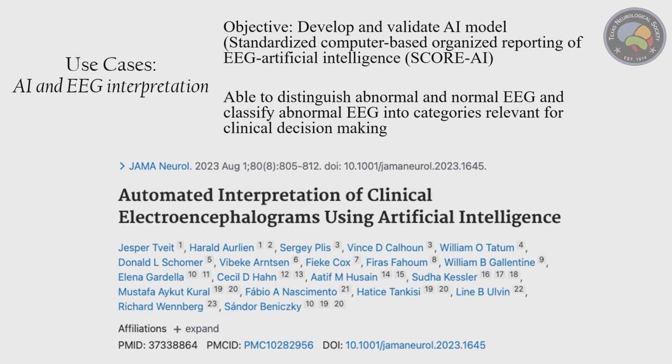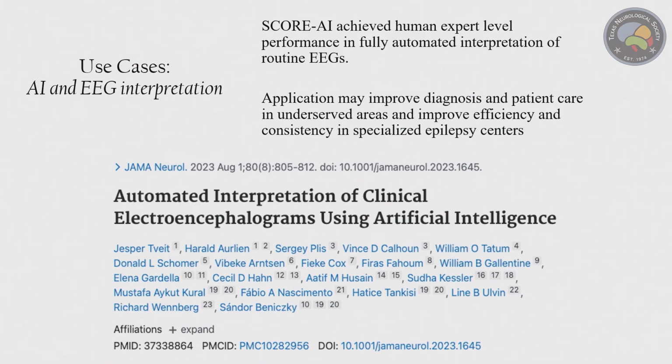There is a machine learning-based platform now integrated within Natus, or the newer versions of Natus, which allows for a validated AI model to standardize computer-based organizing reporting of EEG and artificial intelligence, otherwise known as SCORE AI. This is able to distinguish between abnormal and normal EEG and classify abnormal EEG into categories relevant for clinical decision-making. It has achieved, in this study, human-level expert performance and fully automated interpretation of routine EEGs. Application may thus improve diagnosis and patient care in underserved areas and improve efficiency and consistency in specialized epilepsy centers.